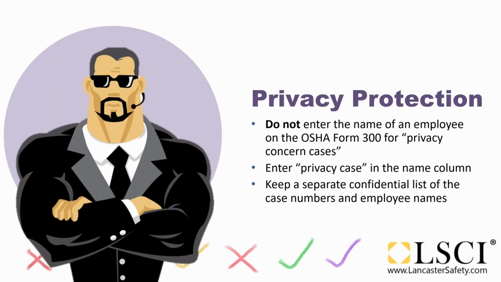So we reviewed the information that must be recorded, but what about private information that other employees shouldn't know about? Can employees expect any privacy in the record-keeping process? For certain privacy concern cases, employers must not enter the employee's name on the 300 form. Instead, they are to enter "privacy case." A separate confidential list of the employee's names and case numbers must be kept by employers and provided to the OSHA inspector upon request. Privacy concern cases are defined very specifically in the rule.